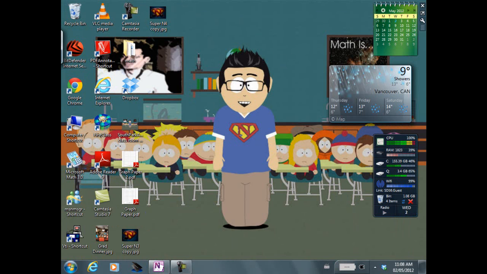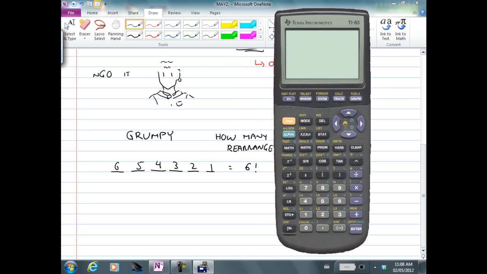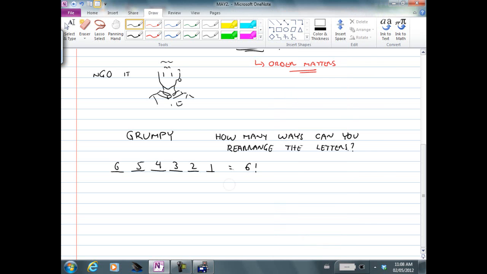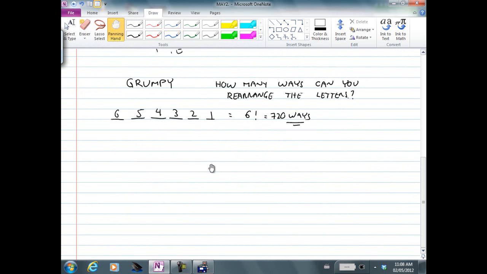If you forgot how to do this on your calculator, you're going to need a TI-83 today. So you go with 6, hit math, and go to PRB, all the way down to number 4, hit enter. So you have 720 ways of doing this. I can rearrange all the letters 720 different ways. But now, I'm going to teach you about permutation. Permutation is when order matters. Exactly what you did before, except instead of using the blank method, there's actually a formula.